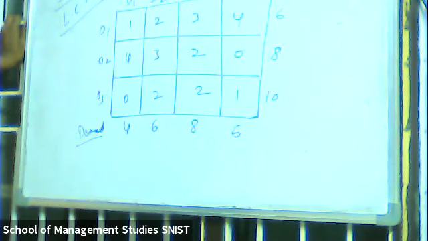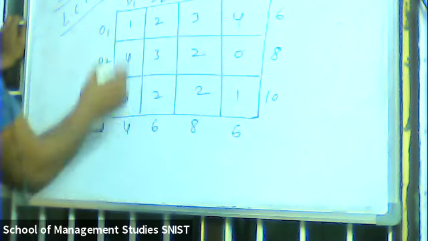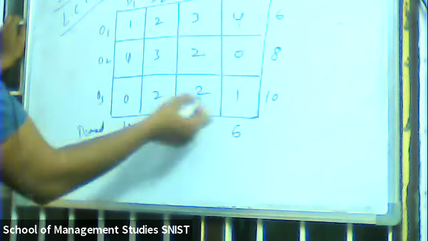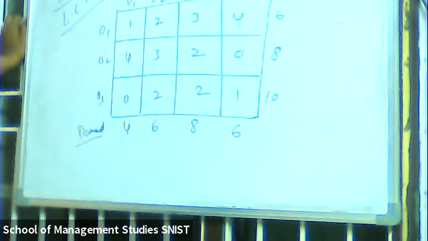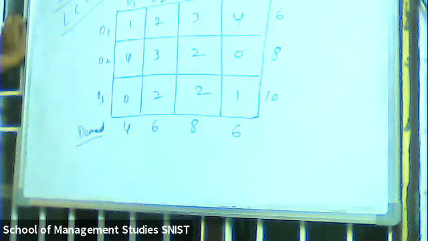We allocate 4 in x11. 0 is there, right? 1, 2, 3, 4. 4, 3, 2, 0, 0, 2, yes, 2, sir. 1. So we allocate 4 in x13. X13.